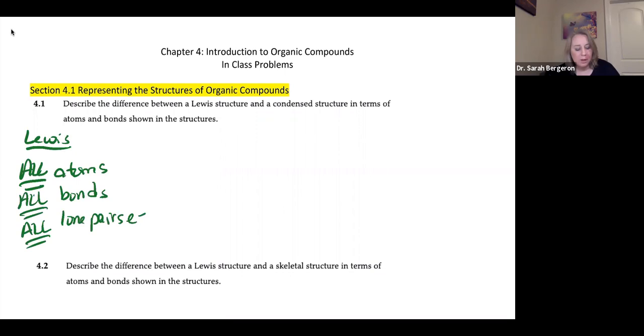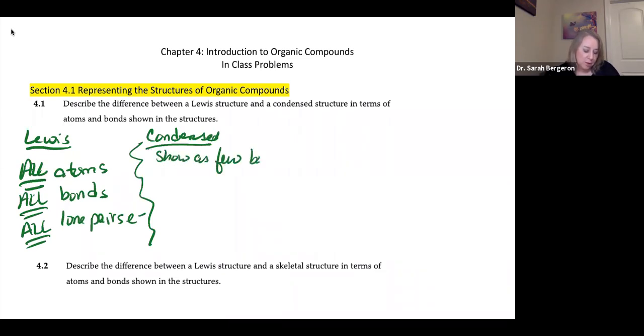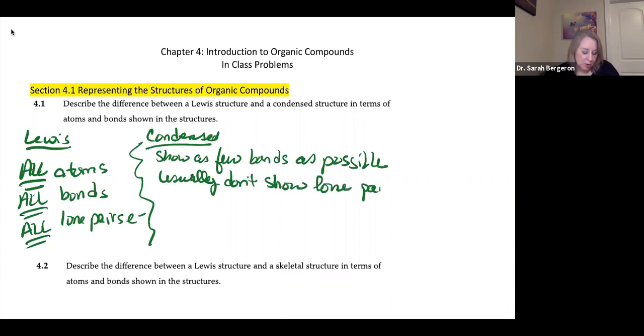How is that different in a condensed form? When we talk about condensed form, we're going to show as few bonds as possible. We're probably not going to show lone pairs. Sometimes they do, so I'll put that caveat. But usually, you don't show lone pairs, right? It just takes up space that you don't need because you can just assume they're there.